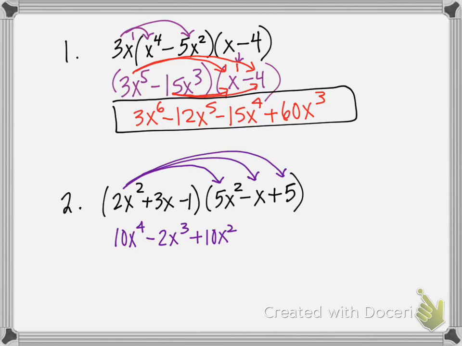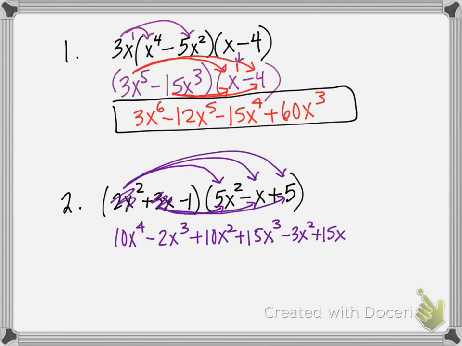Next, I'm going to distribute, so we're done with this. Next, I'm going to distribute the 3x to all 3 terms. So 3x times 5x squared would be 15x to the 3rd. 3x times negative x is negative 3x squared. And 3x times 5 is 15x. So there's 6 terms. We said we would have 9 terms, so I'm done with the 3x.